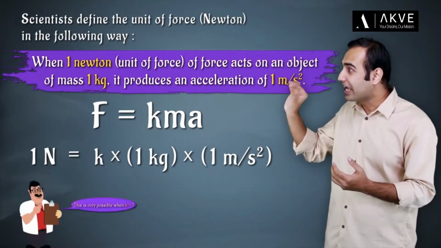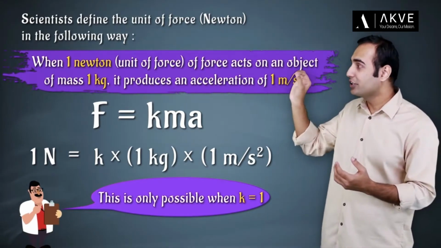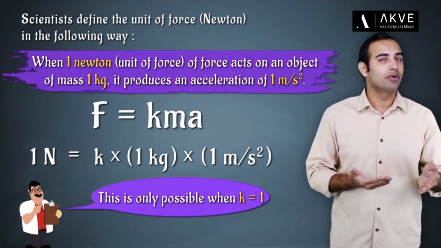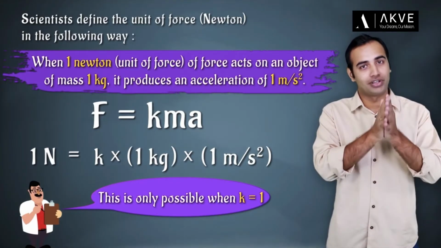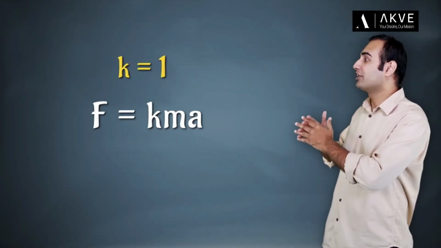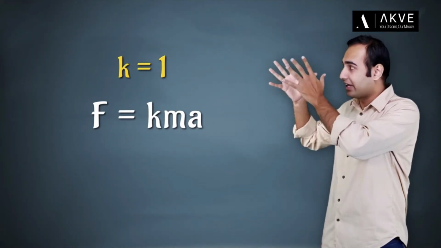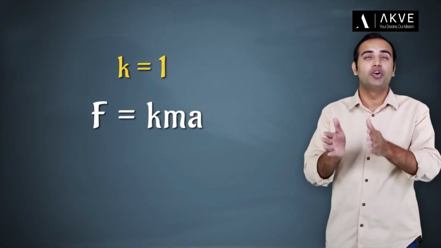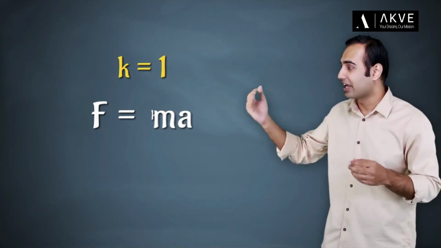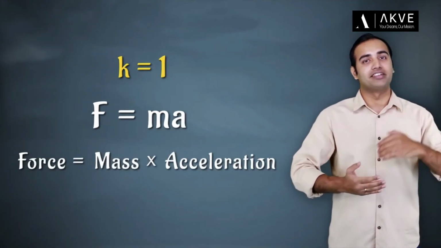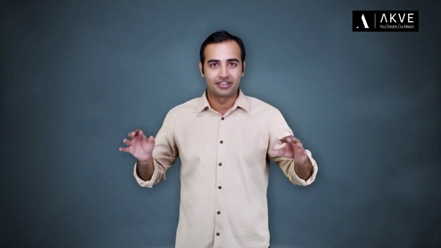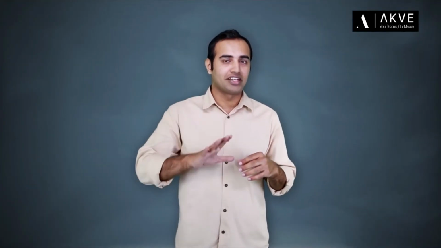Now, to be able to satisfy this equation, the value of k must be 1. Because any other value of k won't do, it will violate the equation. So like this, scientists define the value of constant k as 1 and our equation gets modified to an even simpler form, which is F is equal to ma, or force is equal to mass times acceleration. Great, guys! Now let's talk about some real life examples where Newton's second law applies.